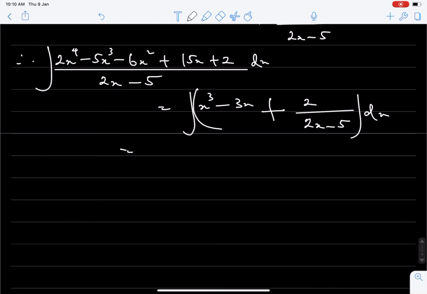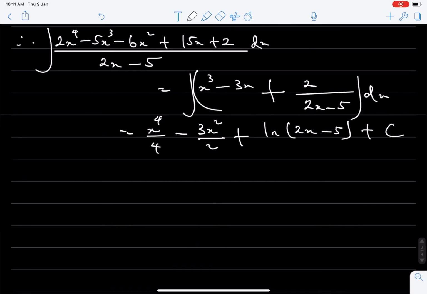So we can integrate each term individually, so that x raised to the power 4 over 4 minus 3x squared over 2 plus, what's this going to be? How do we integrate 2 divided by 2x minus 5? Oh, that's ln 2x minus 5 plus c. Plus c. And that's it simply.